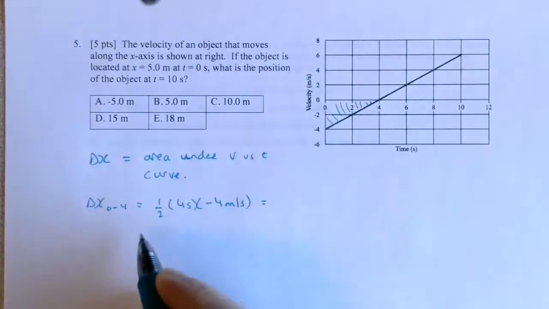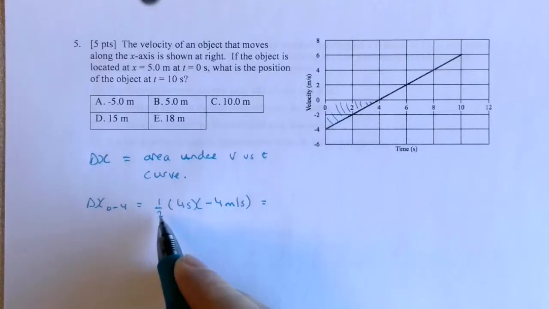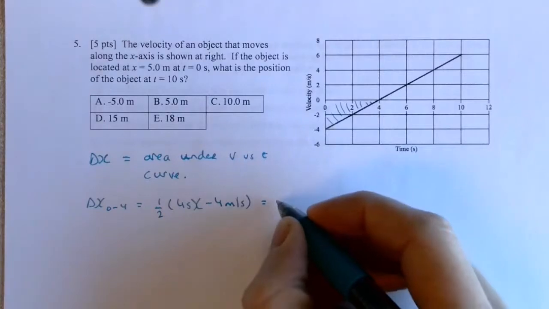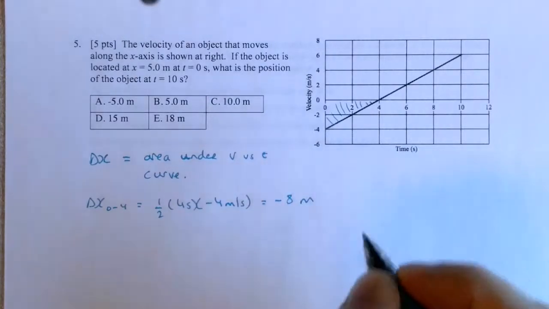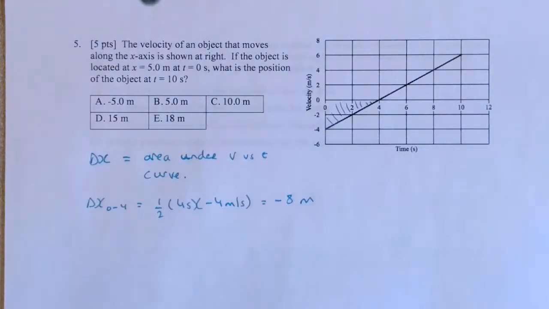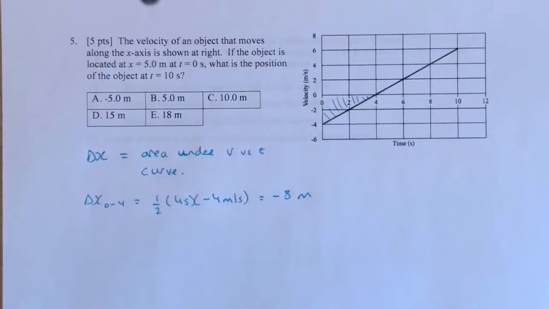So in this case 4 times 4 is 16, and half of 16, which would be negative 16, will be negative 8 meters. So it travels negative 8 meters from its initial position during the first 4 seconds.